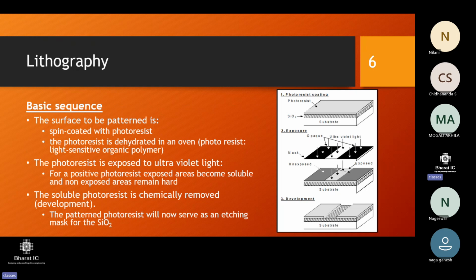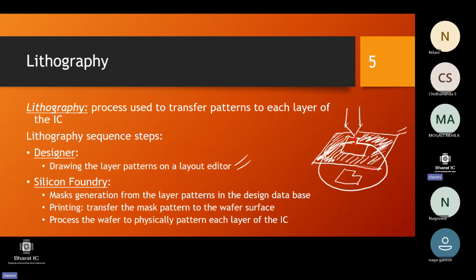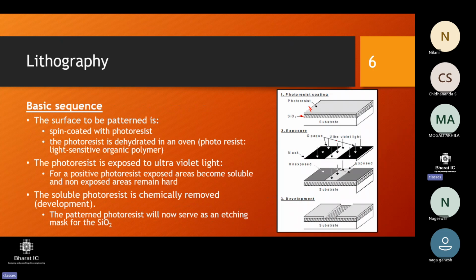So the basic sequence, if you see here, is photoresist coating. If you see this SiO2, this is the substrate, and this is the photoresist material, the white background shaded on top. Then in the exposure, the black part is the opaque part, and the mask is the design. Ultraviolet light passes from the top, and the area under the opaque part is unexposed.